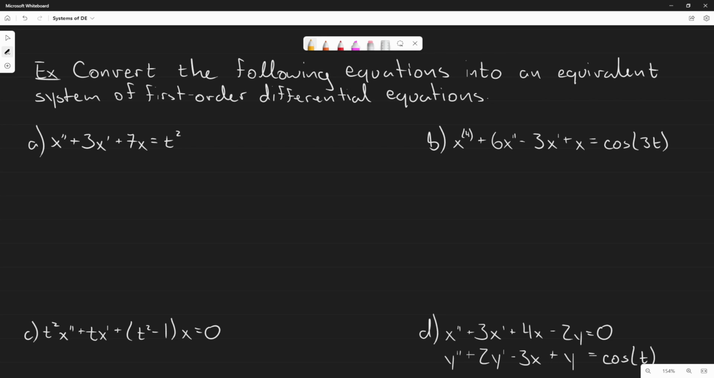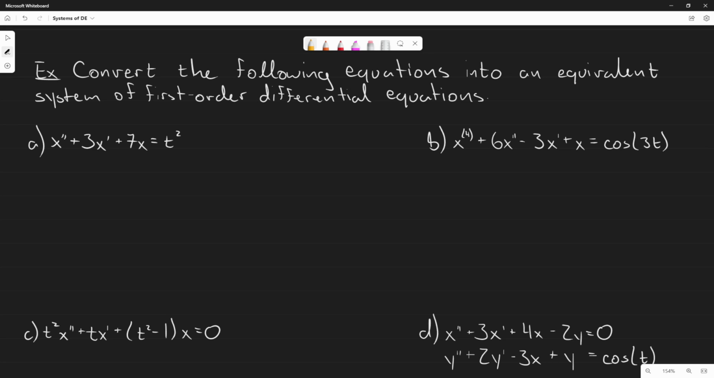We are going to continue on with the lecture of linear systems, differential equations, more specifically the first order. This example is all about converting the following higher order differential equations to equivalent systems of first order differential equations. As we discussed in the lecture, we just have to bring in dependent variables and then substitute them in, and we'll have a first order differential system.